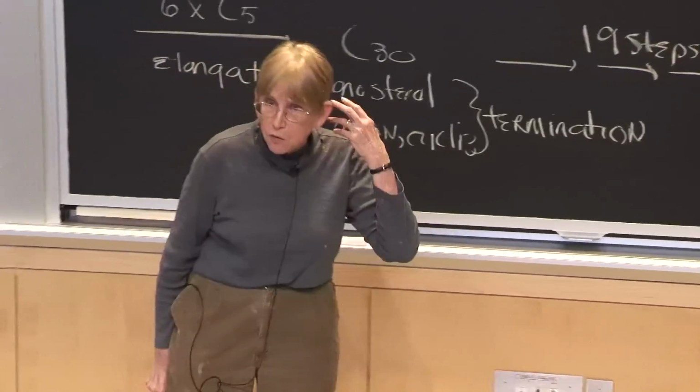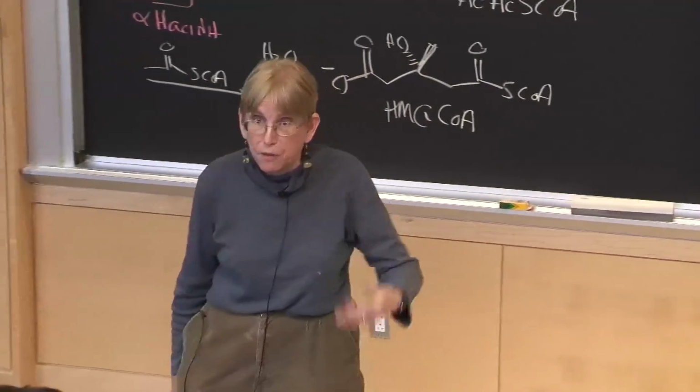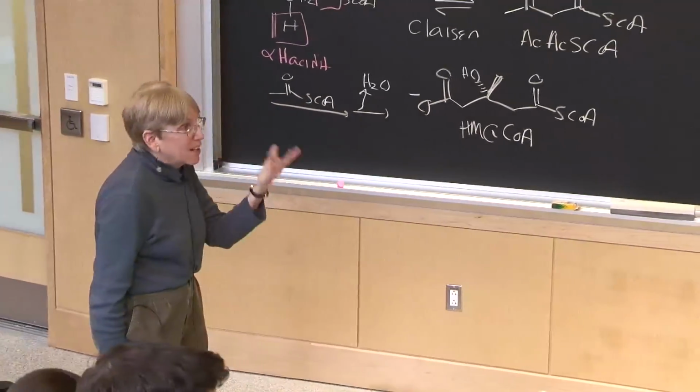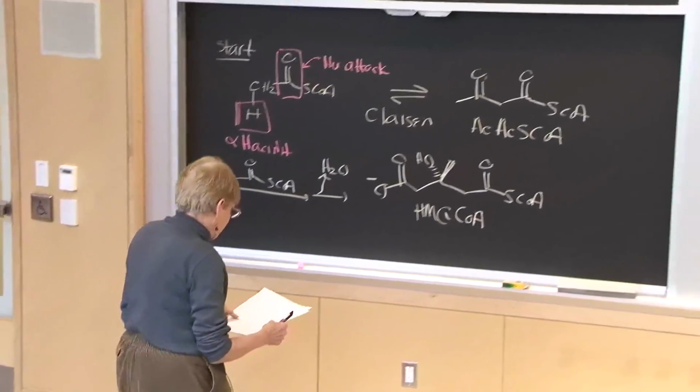Why do they do that? Because covalent catalysis gives us rate accelerations of 10 to the 4th, 10 to the 5th. So nature has used that as a repertoire of defining how to catalyze reactions at amazing rates.